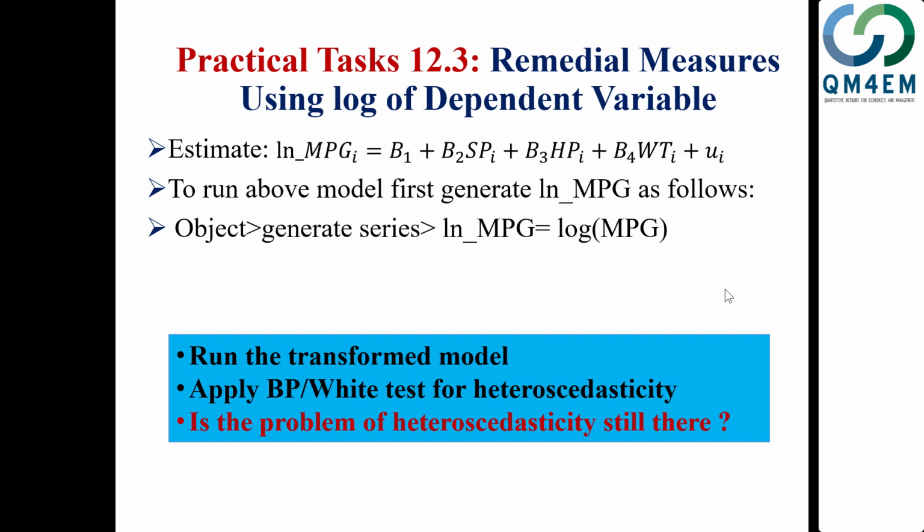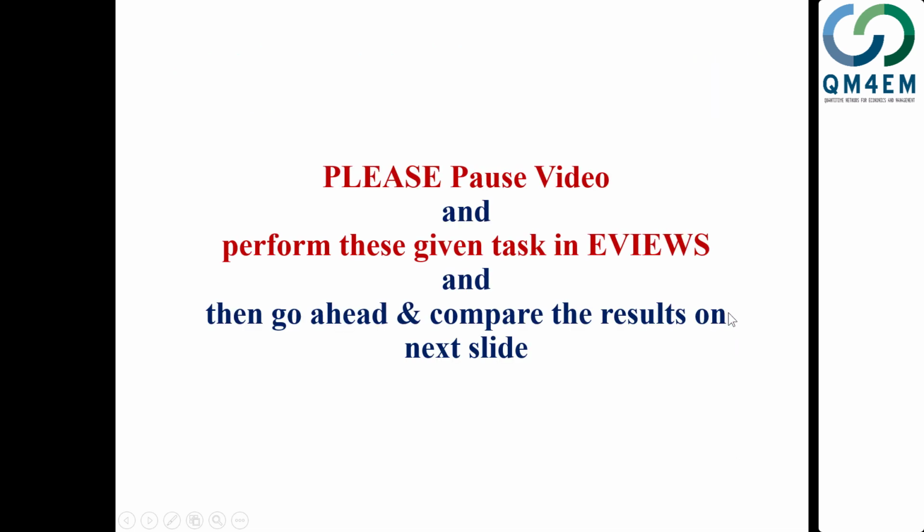Run the transformed model. The transformed model here is using the log of the dependent variable instead of the original variable. Then you apply the BP and White tests for heteroscedasticity, and then you see if the problem of heteroscedasticity is there. Again, I would request you to pause the video, perform these tasks in Eviews, save your result, and then compare it by playing the video ahead.